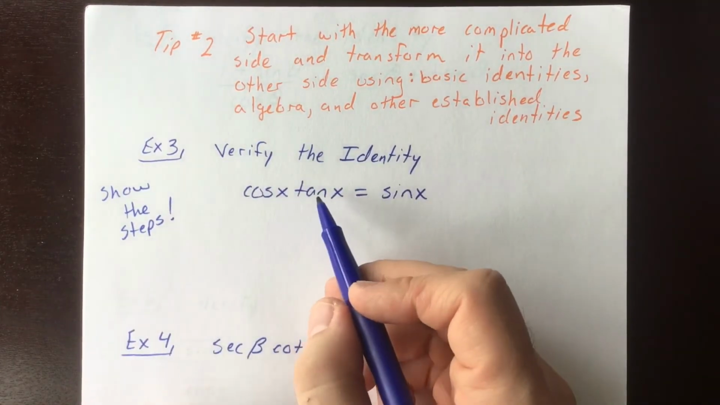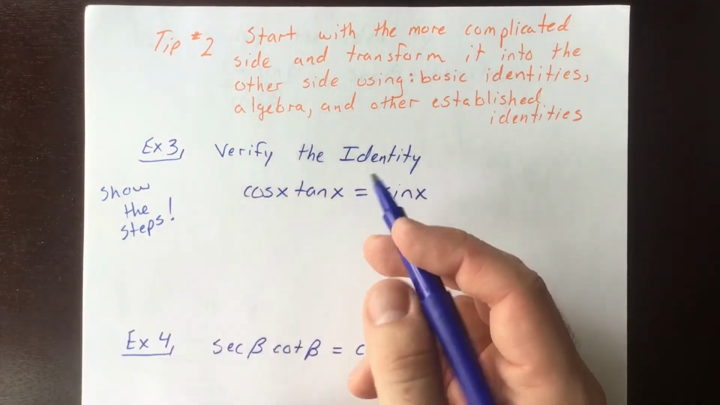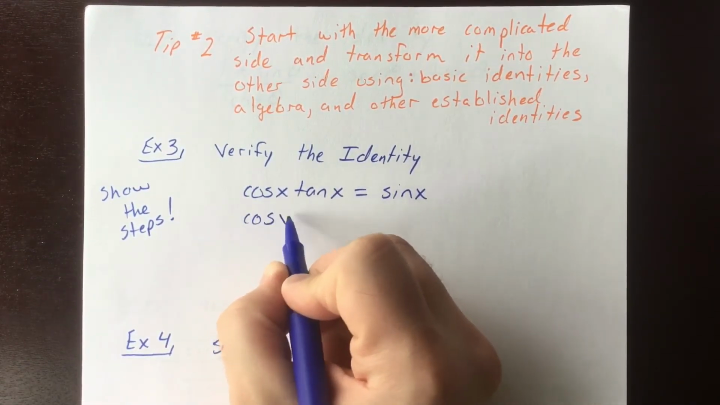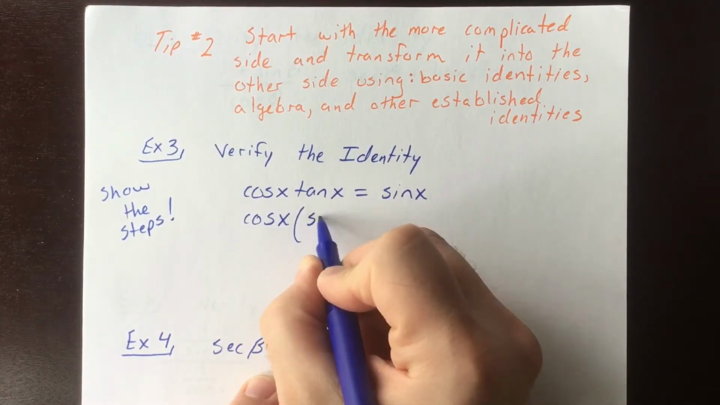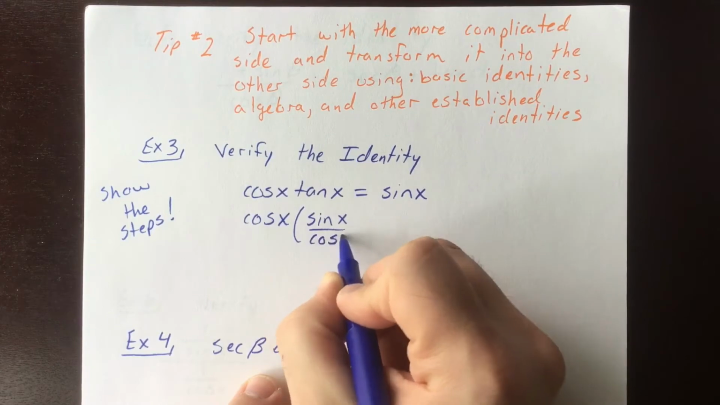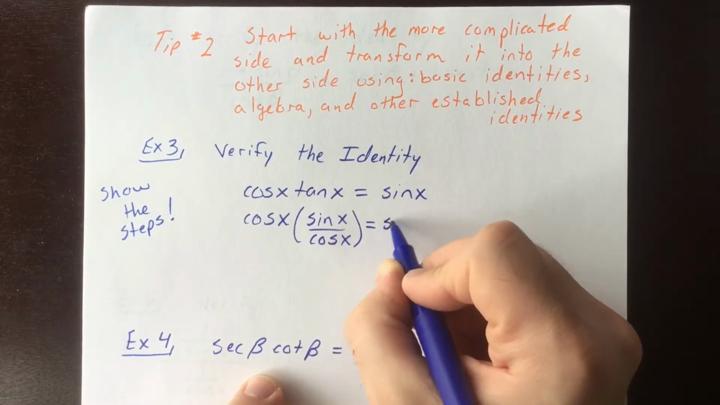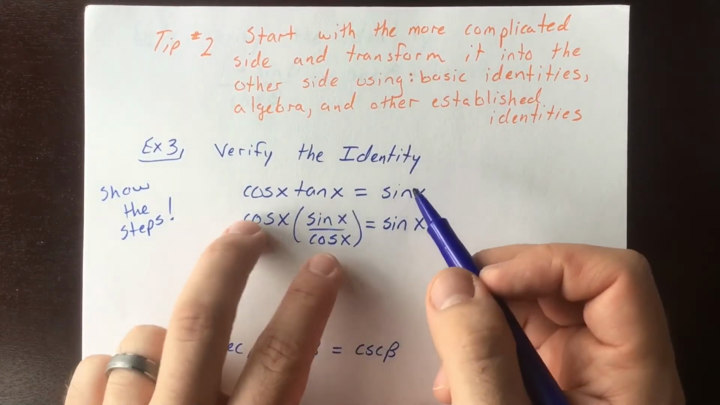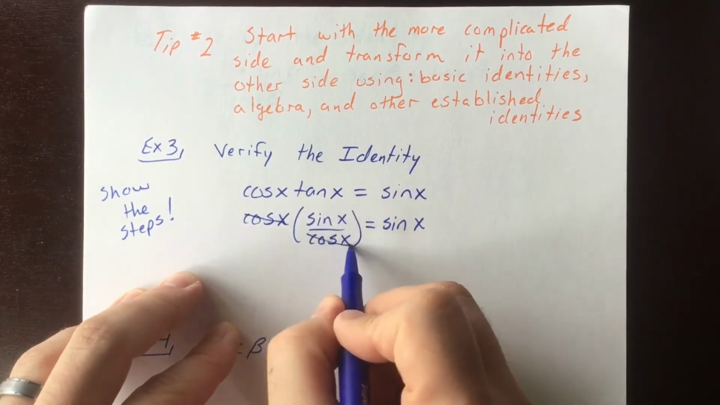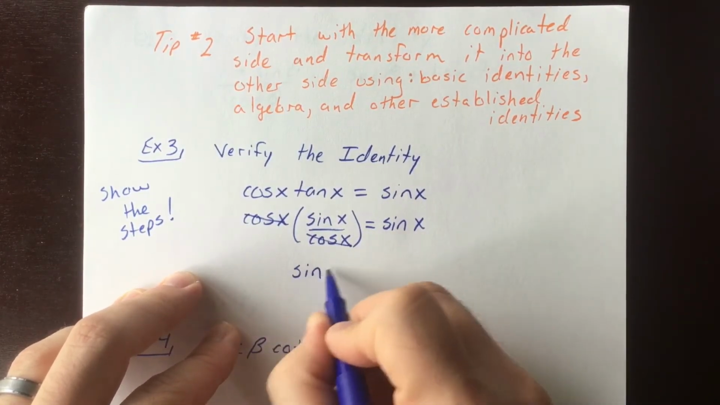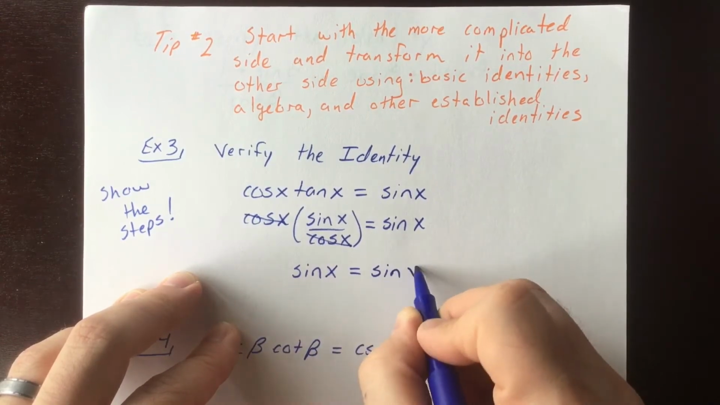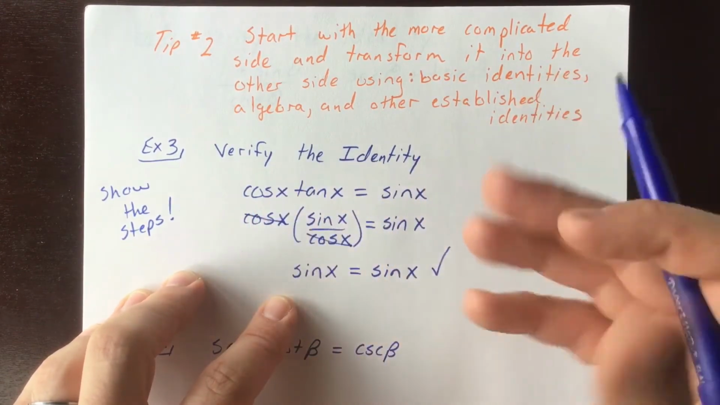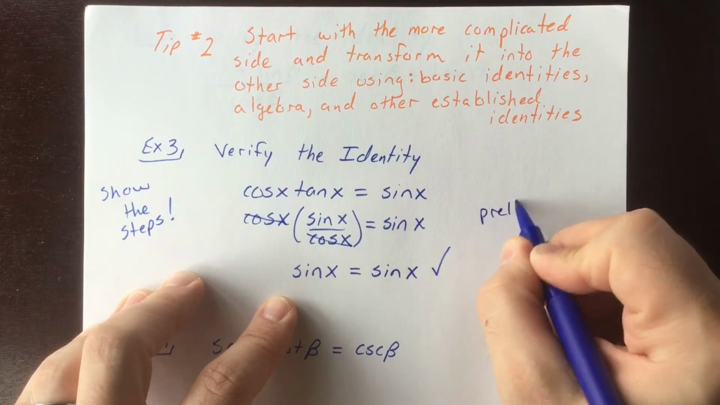Show the steps. So using hot tip number 1, rewriting it in terms of sine and cosine. In this case, let's try that out. So cosine of x times tangent, which is sine of x over cosine of x. We know it equals sine of x still. We're trying to make it just sine of x. We notice cosine in the numerator, cosine in the denominator, they cancel. So we have sine of x equaling sine of x. Yes, that's exactly what we wanted to show, that the left side simplified to the right side. So this is a pretty simple problem.